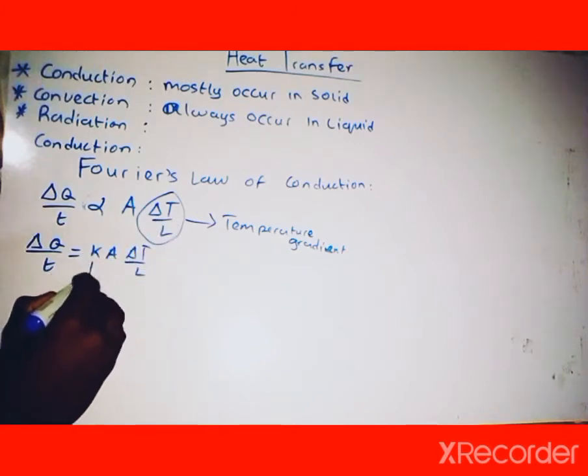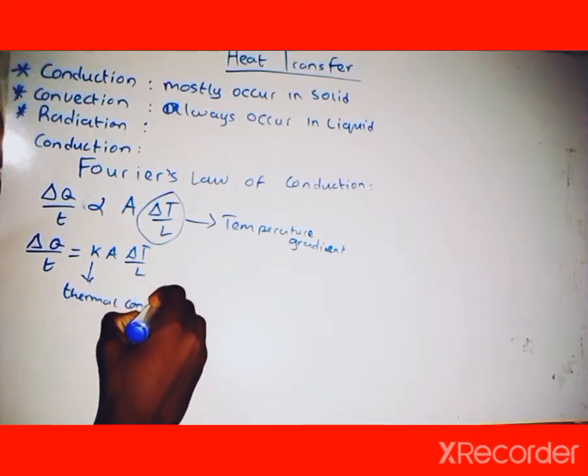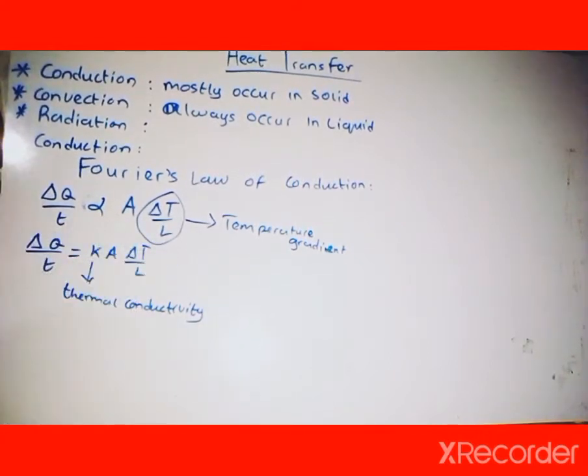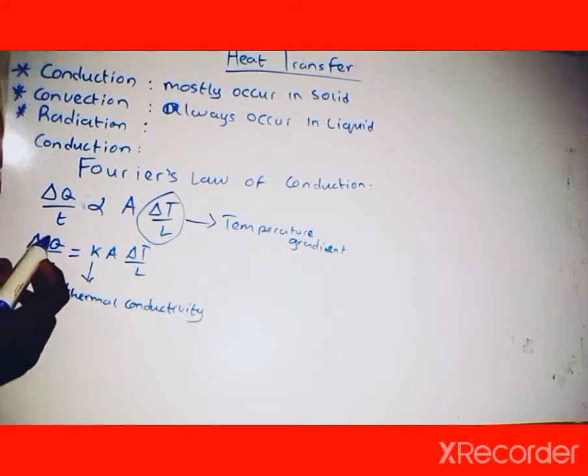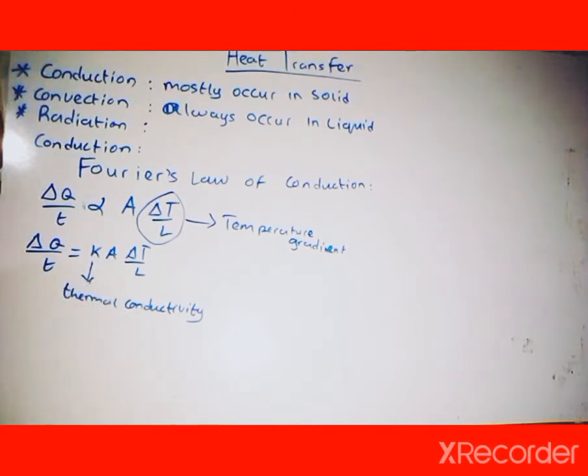This constant K is called thermal conductivity. L refers to the length or the thickness of the material, and T is the temperature. The second T here is the time. The rate of heat is Q over T, and this is our area. When the body is spherical or circular, the area will be the area of the sphere or the circle, that's pi r squared or 4 pi r squared.